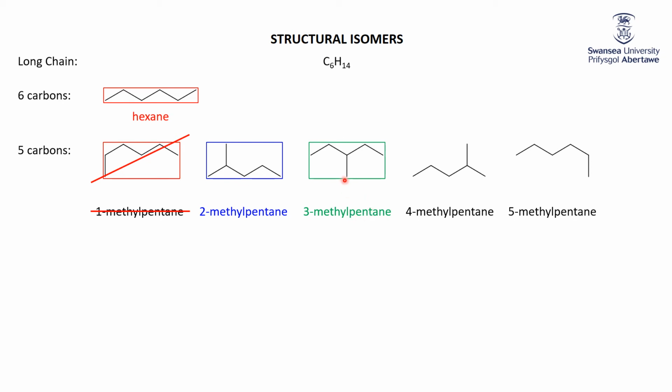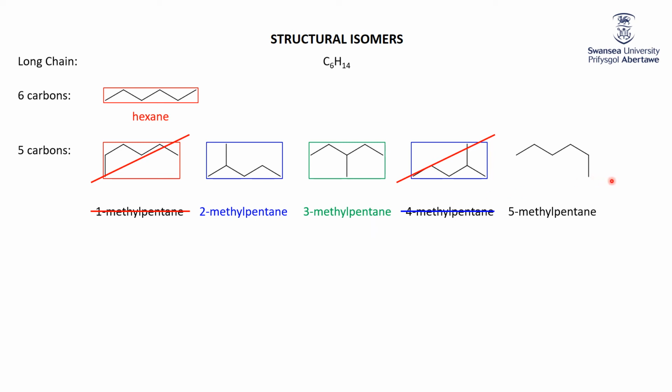3-methyl pentane, so that's with that methyl group on the 3rd carbon. Doesn't matter whether you start numbering it from the left end or the right end, that is still the 3rd carbon. 4-methyl pentane, you'd say, okay, well, it's on the 4th one. But except, of course, if I start numbering here, then it becomes 2-methyl pentane. So I'll put that little blue box just to indicate it's the same as the 2-methyl pentane, but I'll cross it out because it's not an isomer.